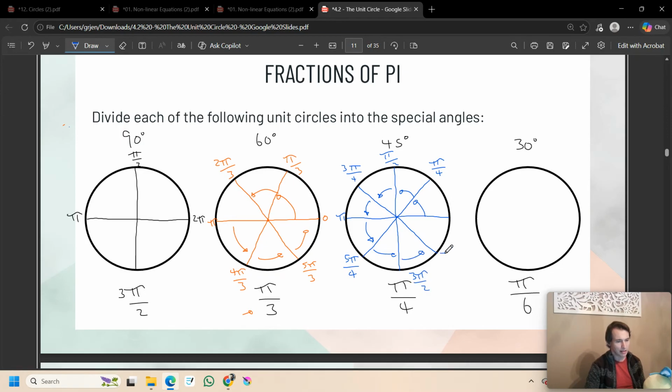And then this is 7 pi on 4, otherwise known as 315 degrees.